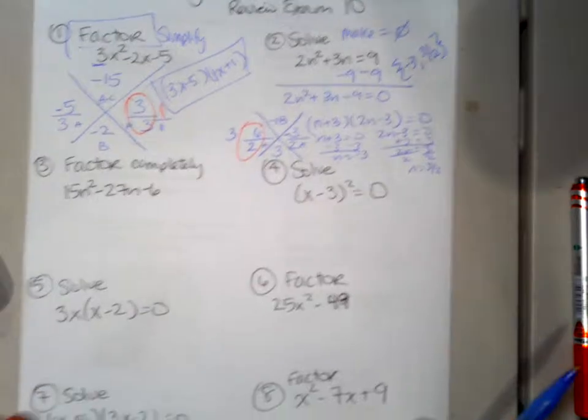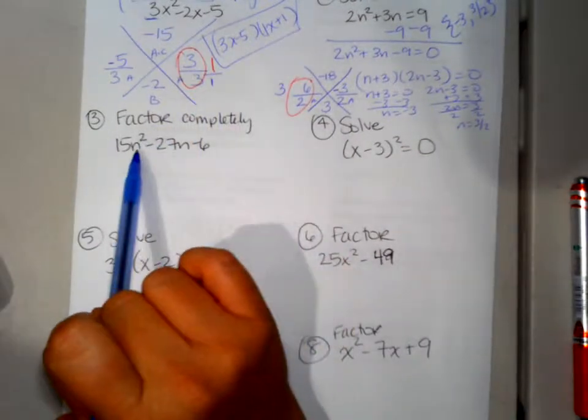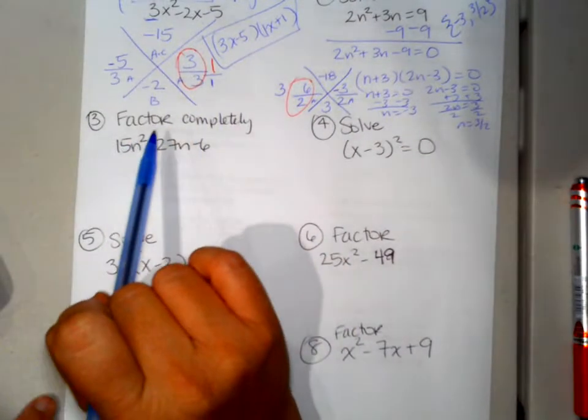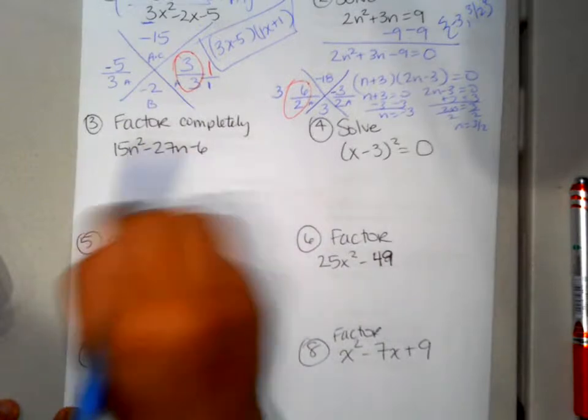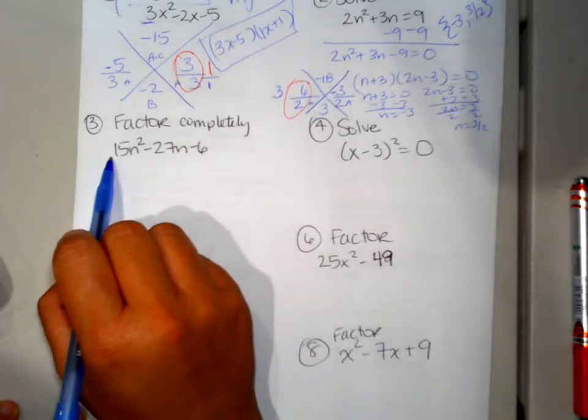Okay, let's go here. Factor completely. So this was kind of a new concept. We didn't ask you to do this last week. But before you start this, you're going to want to take out the greatest common factor.